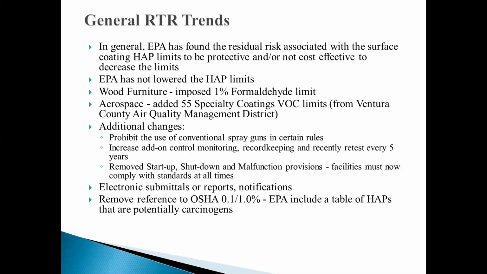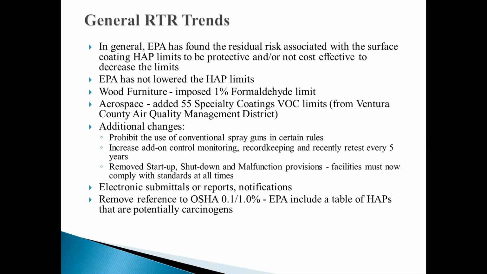A couple additional changes that we've seen, not in the MACT standards, but EPA has prohibited the use of conventional spray guns in certain rules. EPA has increased the add-on control monitoring and record keeping, and recently they've been proposing that facilities retest their equipment every 5 years. The way EPA has characterized this in the rules is that if you have a thermal oxidation unit, especially a regenerative thermal oxidation unit, the concern is that once they do a test to comply with these standards, right now on the books, other than state permit requirements, facilities really don't have to retest the control equipment. Sometimes the control equipment can degrade over time, so I believe that's why EPA is proposing to include the retest every 5 years.